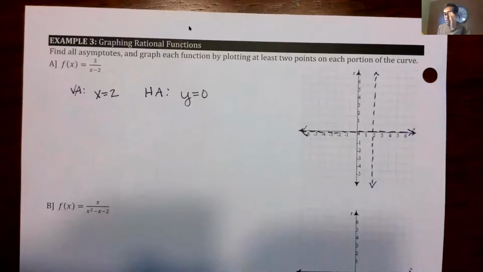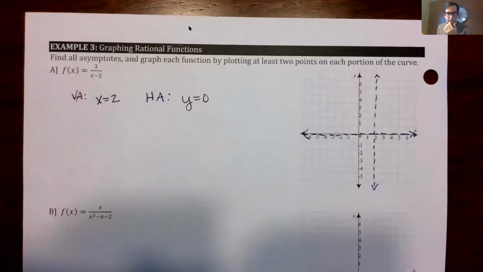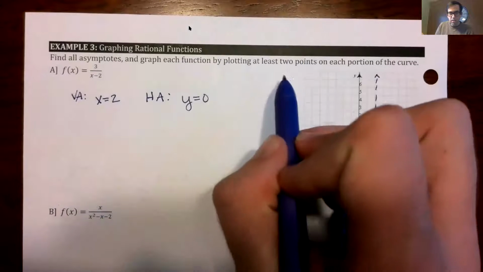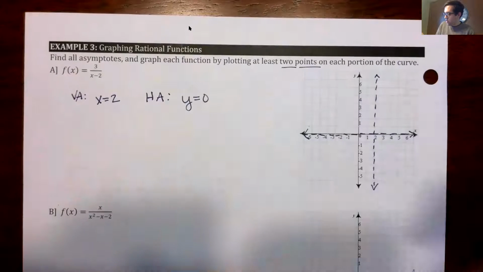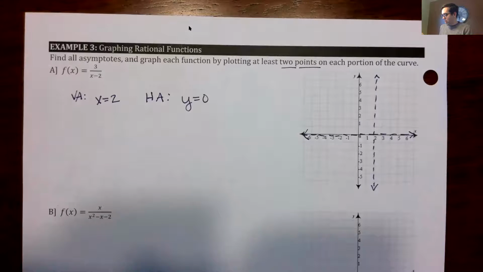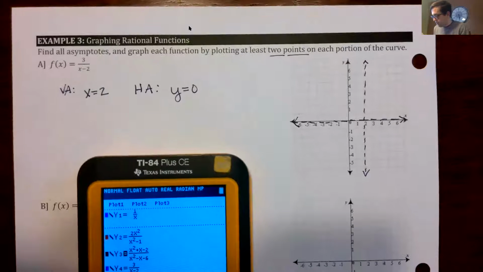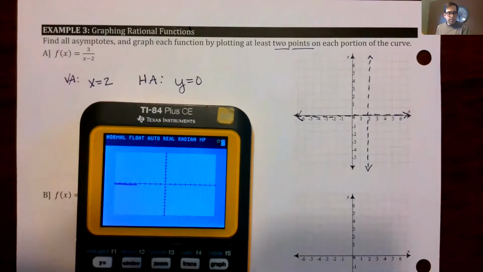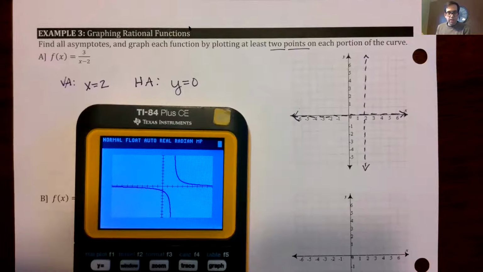And then what we're going to do is on the calculator, we're going to check that and then try to plot at least 2 points on each portion of the curve. And I'll show you what I mean by that. So let me go ahead and graph this. And you can already see our asymptotes look good. So when I say 2 points on each portion of the curve, what I mean is every time that we have a portion like this or this, so there's 2 portions here, we want to plot at least 2 points for each of those.